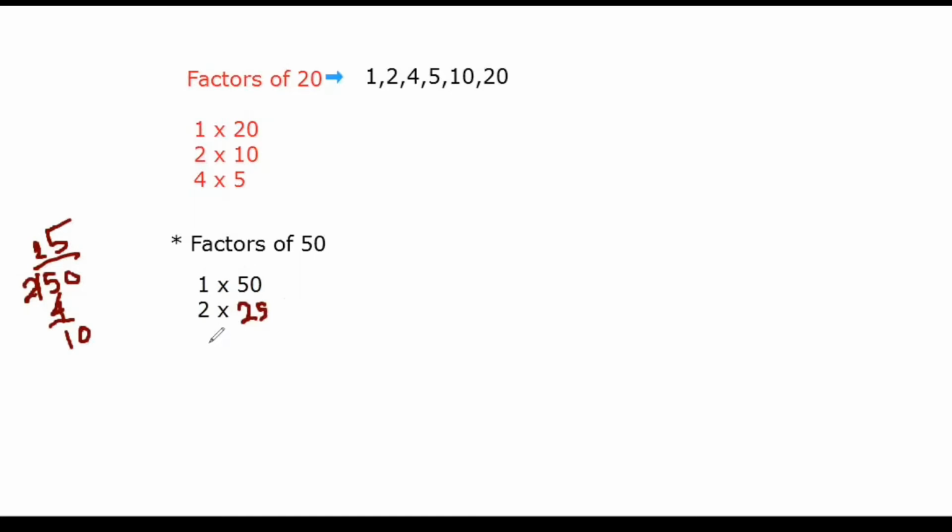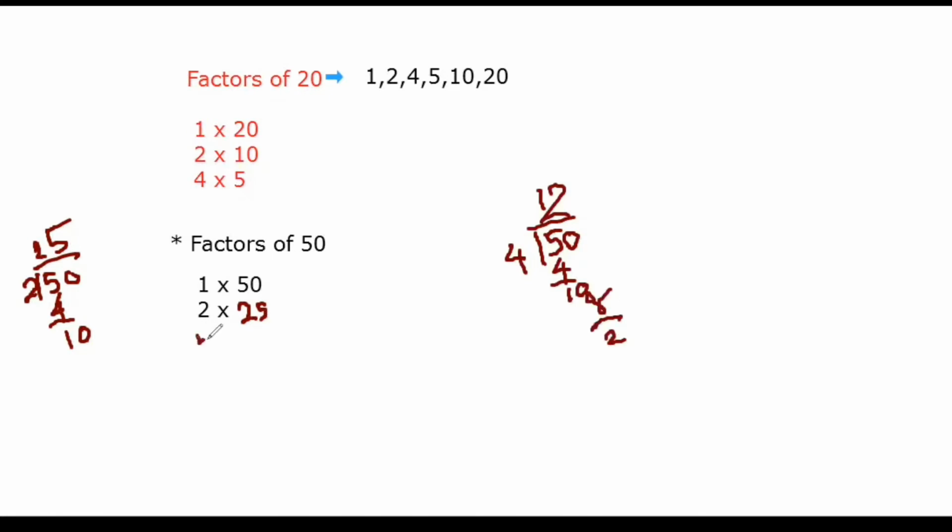3 times, is there another 50? Divide by 3 and check. 4 times, is there another 50? I don't know, so let's check. 50, I am going to divide by 4. 4 times 1 is 4, 1 remains. 10, then 4 times 2 is 8, 2 remains.